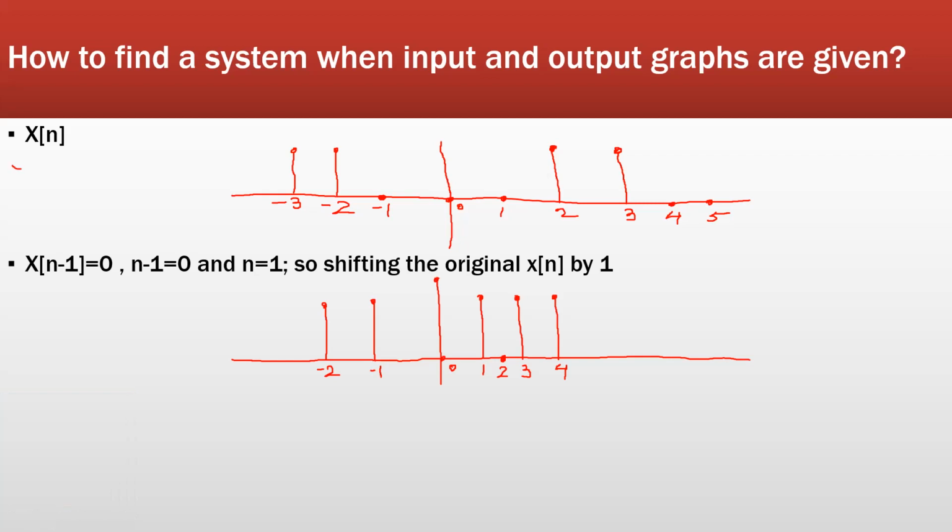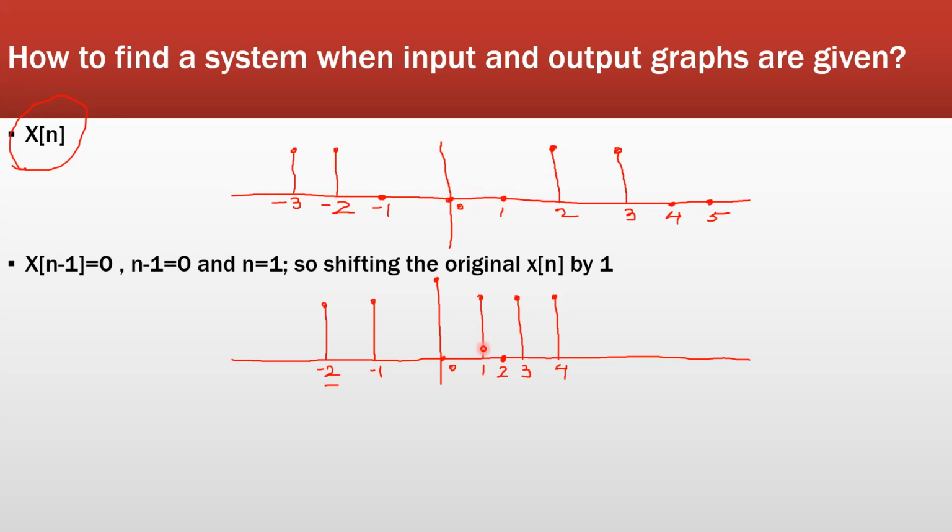This is our input signal, that is x of n. We have to shift it 1 time, meaning -3 plus 1 is -2, so we will get an impulse at -2 here. -2 plus 1 is -1, so we will get an impulse at -1. Why are we adding 1? Because we are shifting it 1 time. At 0 it is 0. At 0 it will be 1, because 0 plus 1 is 1.